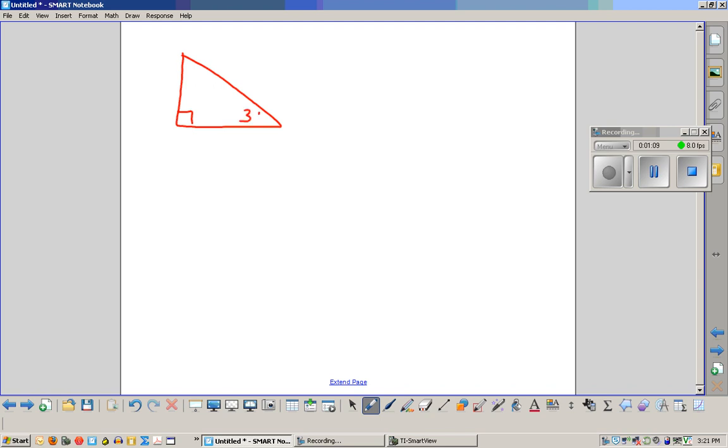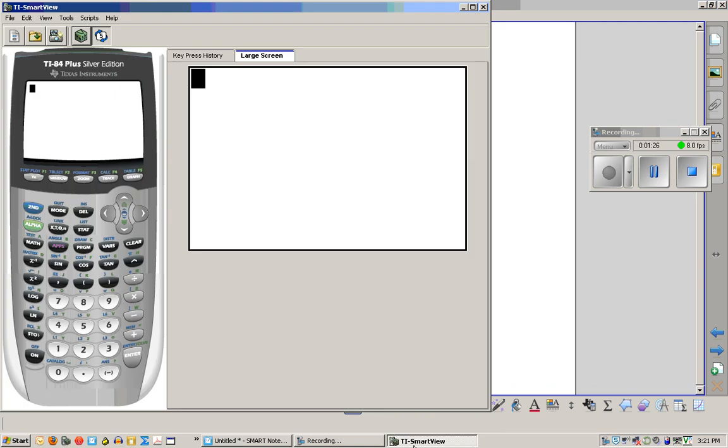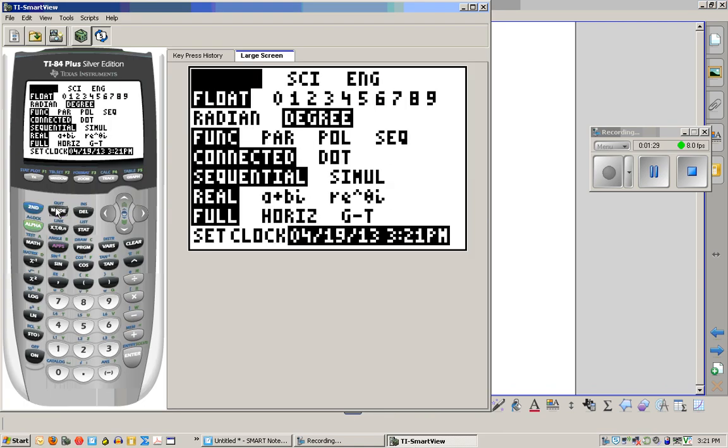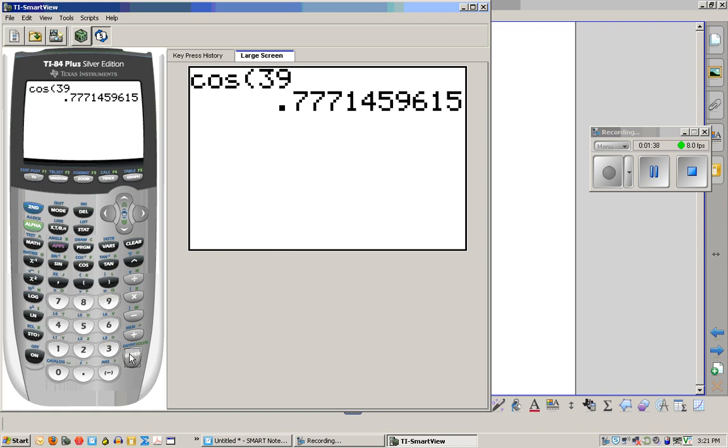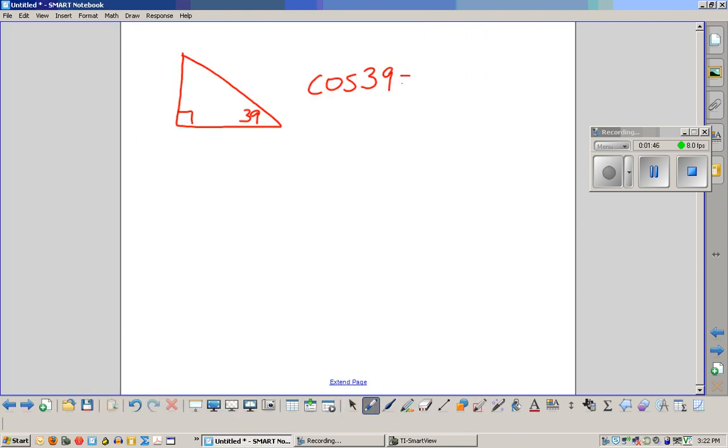So let's say this angle here is 39. Even if I don't know any of the sides of the triangle, I could still find the ratio of cosine with respect to 39. And this is where the calculator comes in handy. So the cosine of 39, if we bring up our calculator, I'm going to bring up my graphing calculator here. I want to make sure that my mode is in degree, which I see it is. I could just hit cosine 39, enter. And it gives me that ratio as a decimal. And we always like to round to 4 decimal places to be as accurate as possible. So the cosine of 39 is approximately equal to 0.7771.